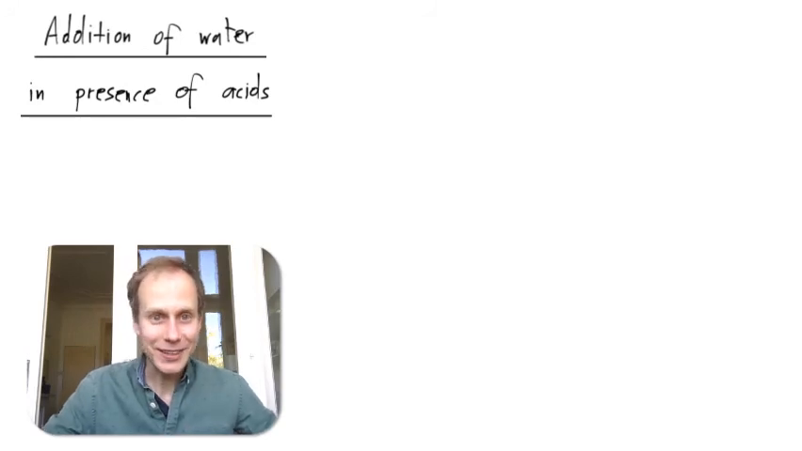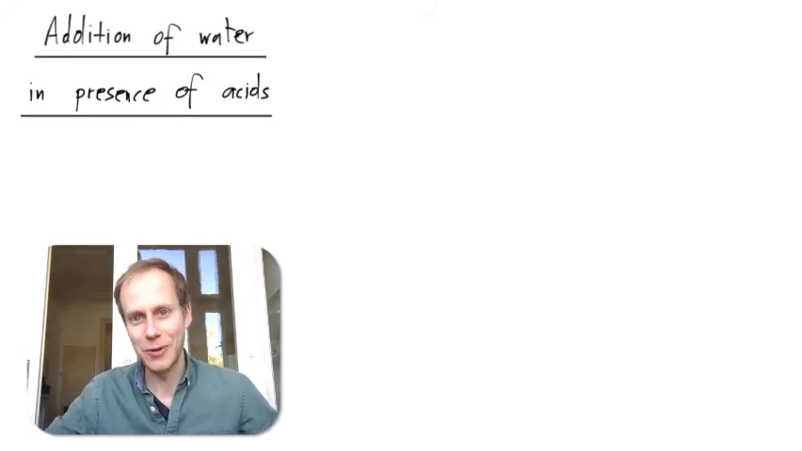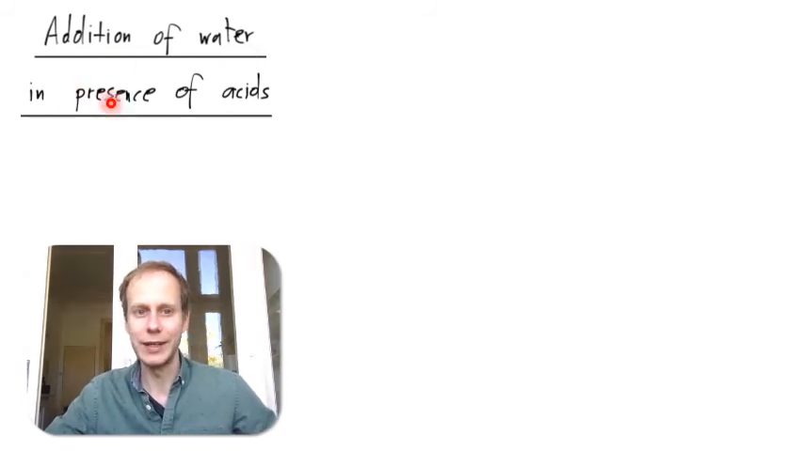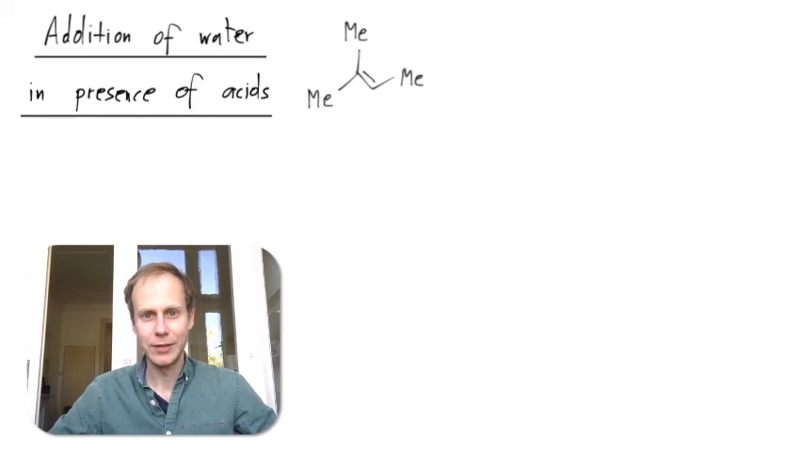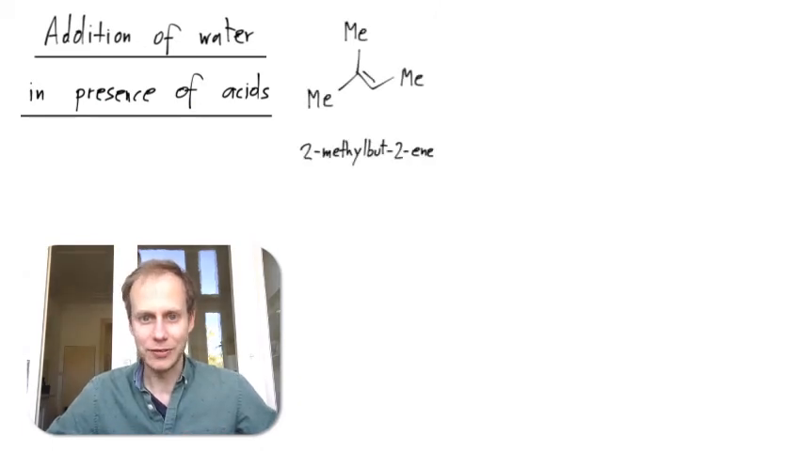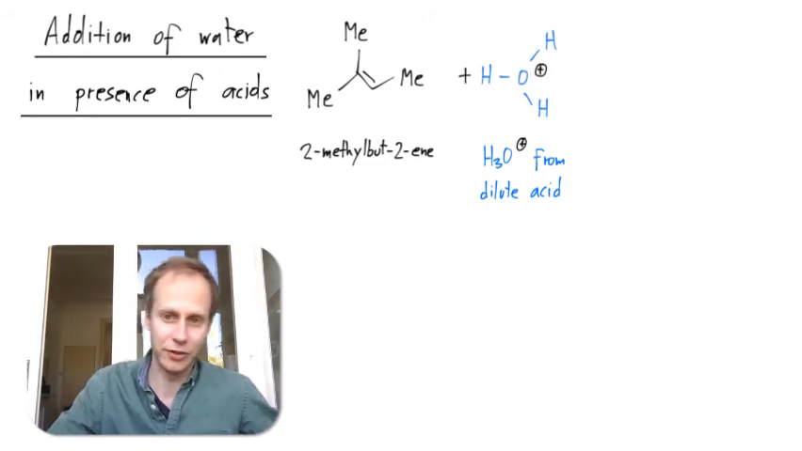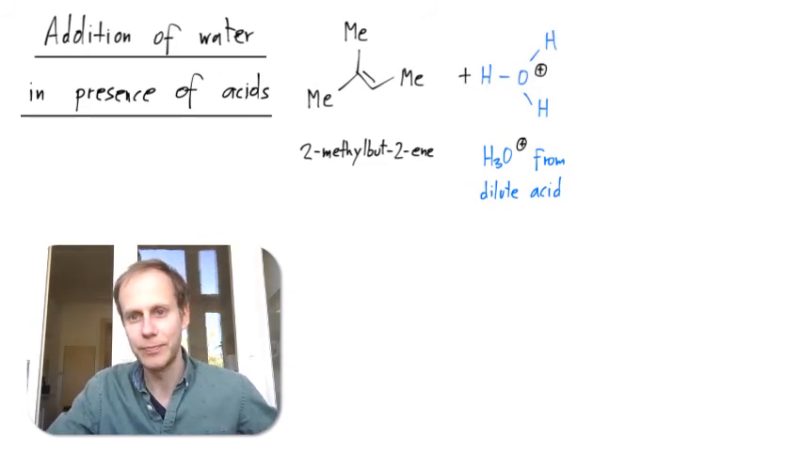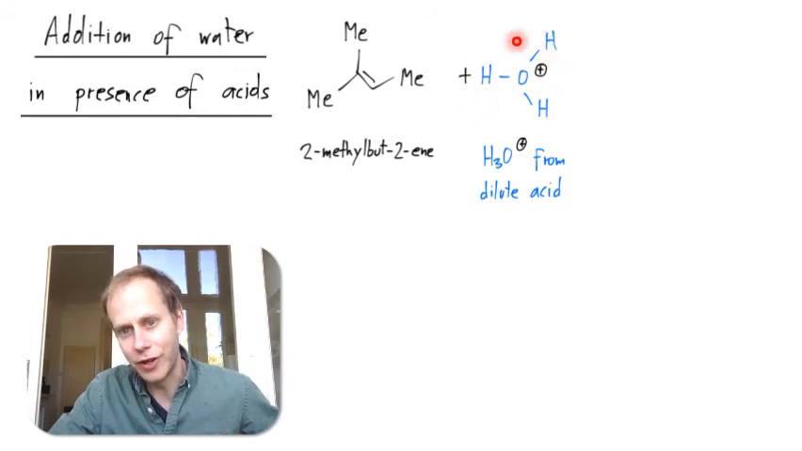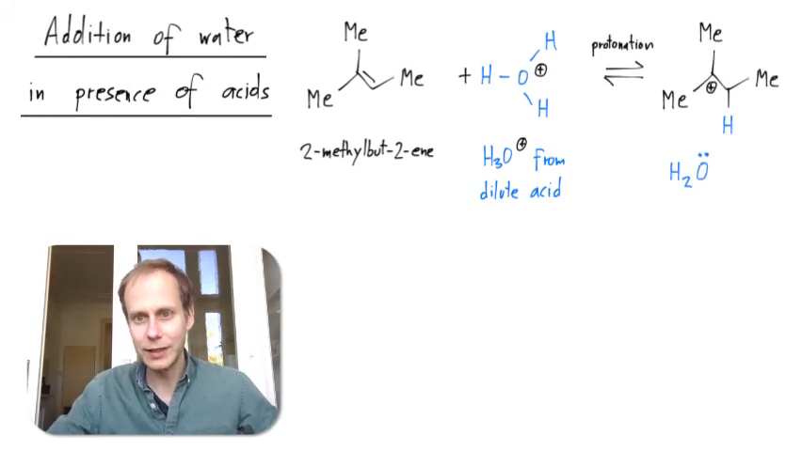This brings me to the last reaction that I want to discuss with you, the addition of water to an alkene in the presence of acids. So here's our alkene. It's a 2-methylbutene, and we have now an acid, and that forms a hydronium ion, H3O+, from a dilute acid such as HCl or sulfuric acid. Because of the positive charge of the hydronium ion, it's the electrophile, and the nucleophilic attack from the alkene leads to protonation of the alkene.